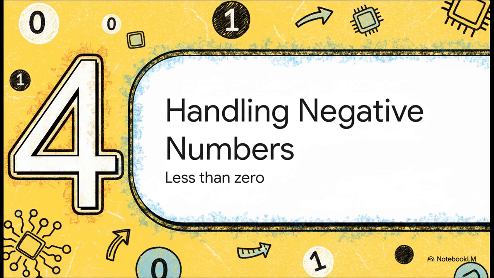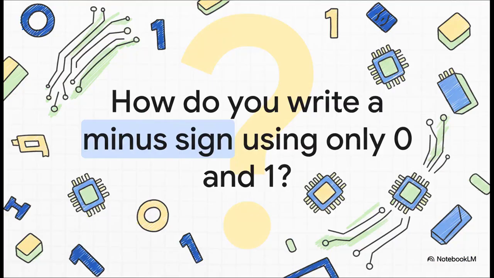So computers can store numbers, and they can add them. But this opens up a brand new puzzle, a really interesting one. A computer's entire world is just on and off. There's no built-in idea for less than nothing. So how in the world does it handle negative numbers? Yeah, this is the real head-scratcher.